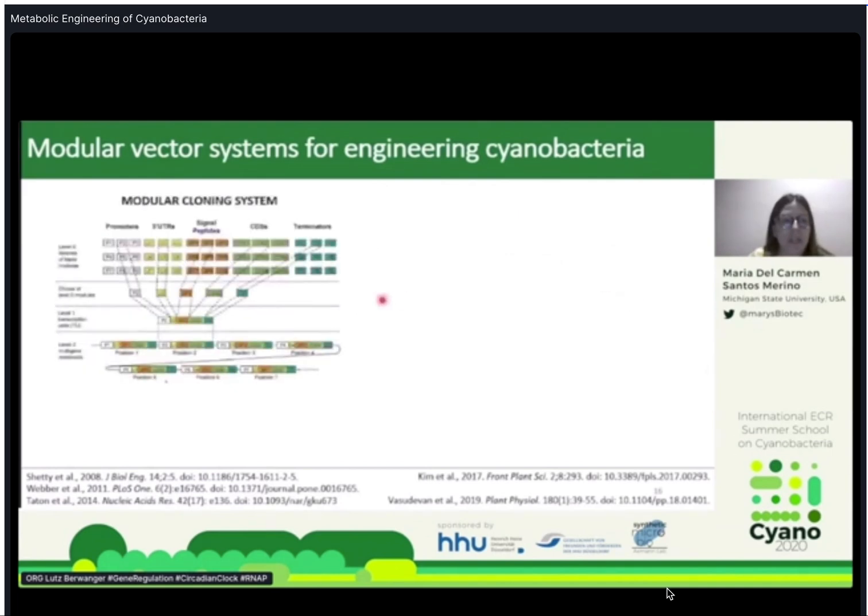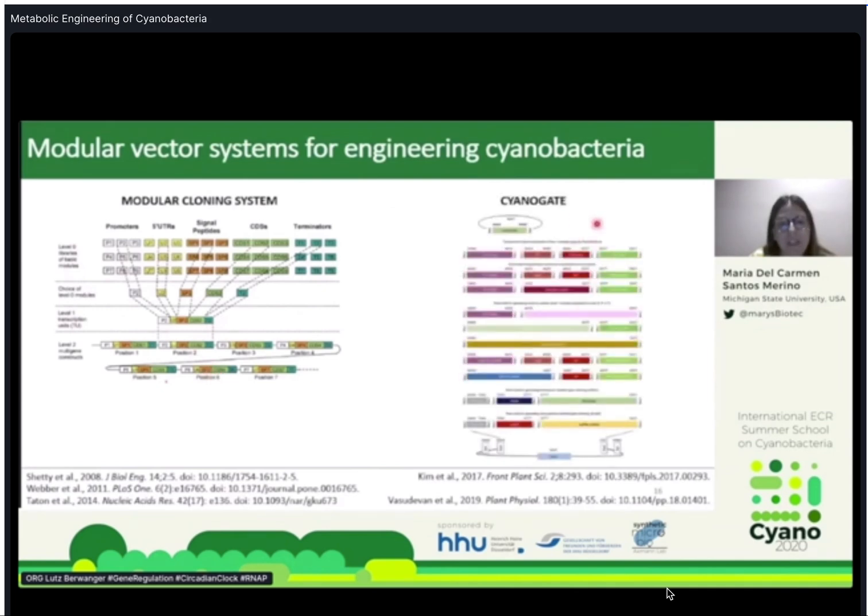In the second place, another system that has been developed for E. coli is the modular cloning system, which is based on the Golden Gate cloning system, and it's based on the use of different levels. At level 0, we have promoters and terminators that we are going to join in level 1, and after that we can join them into the plasmid. A similar system has been developed recently for cyanobacteria called Cyanogate.